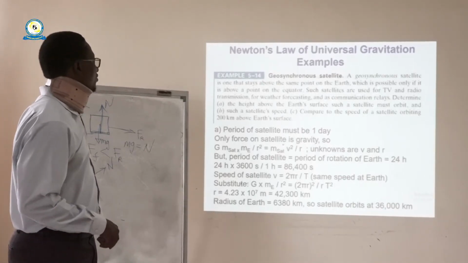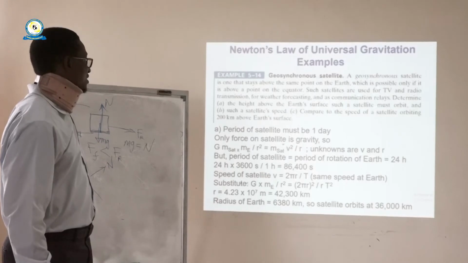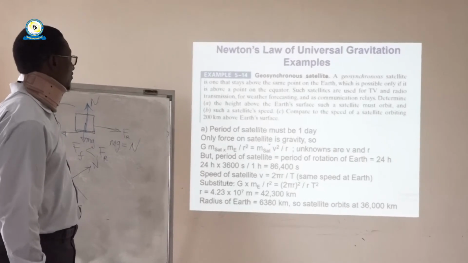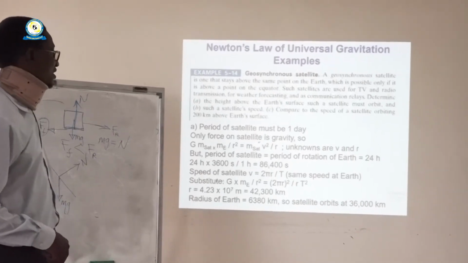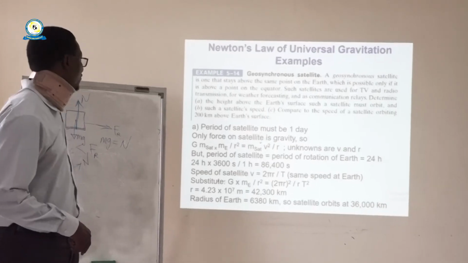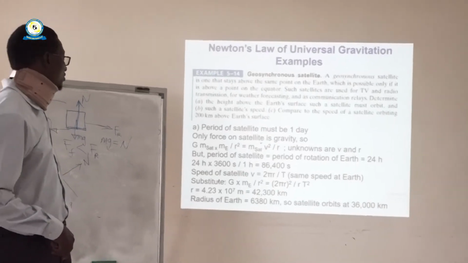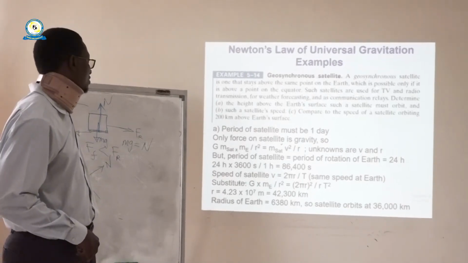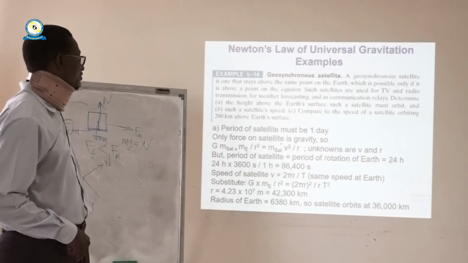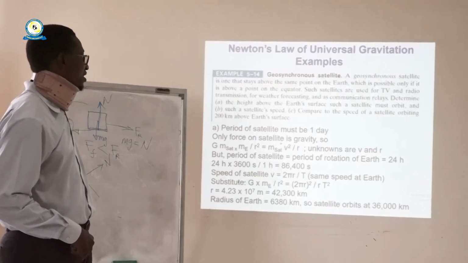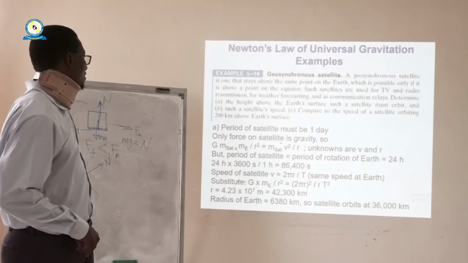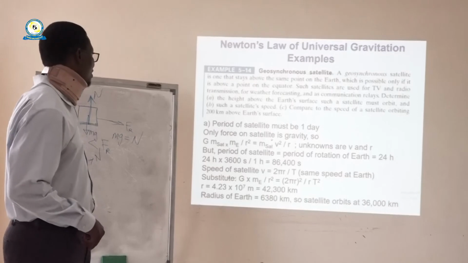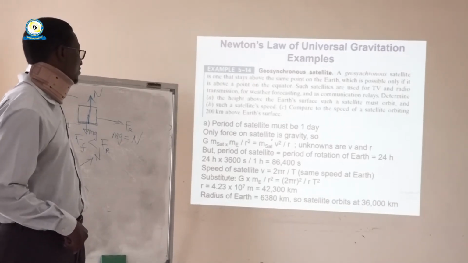Example: geosynchronous satellite. A geosynchronous satellite is one that stays above the same point on the Earth, which is possible only if it is above a point on the equator. Such satellites are used for TV and radio transmission, for weather forecasting, and as communication relays. Determine A, the height above the Earth's surface such a satellite must orbit, and B, such a satellite's speed.